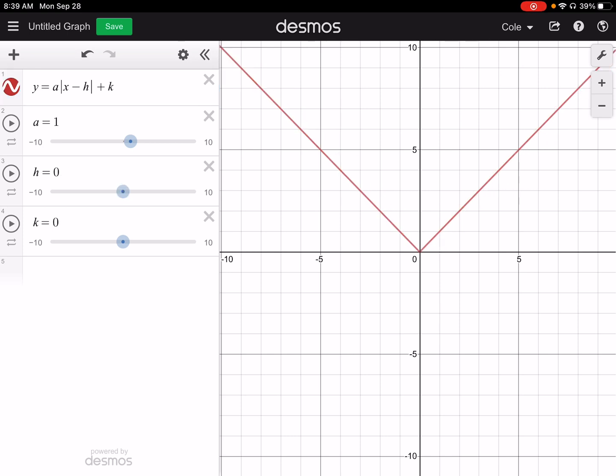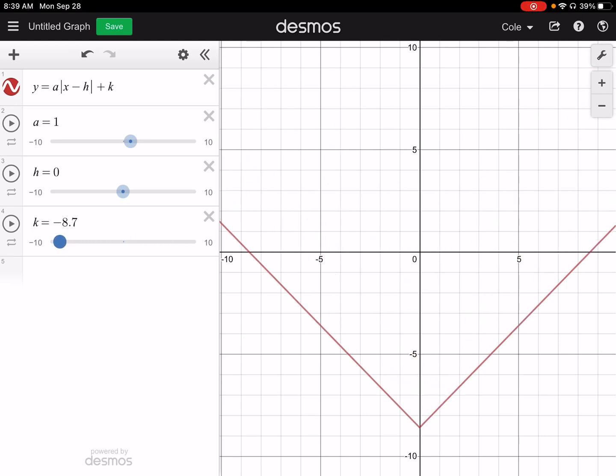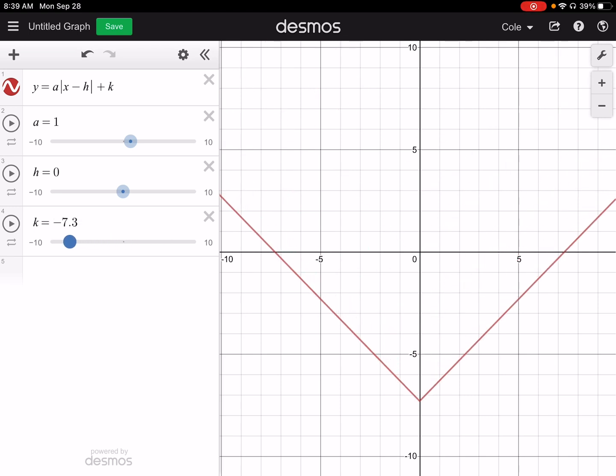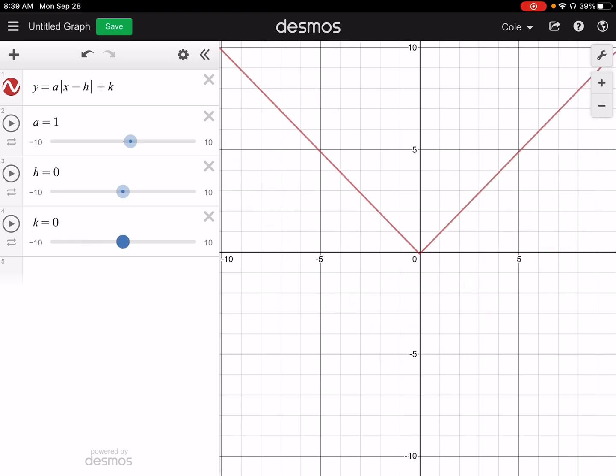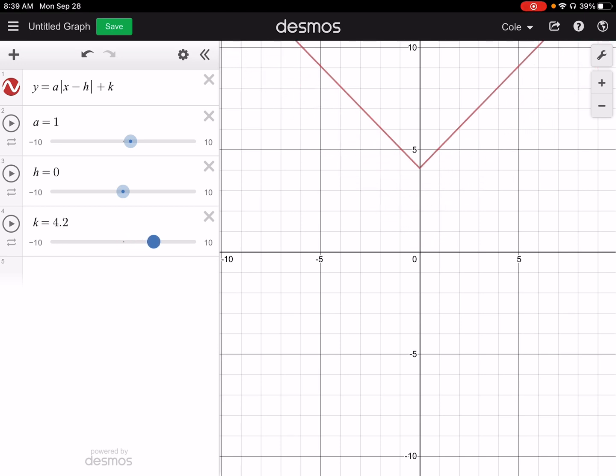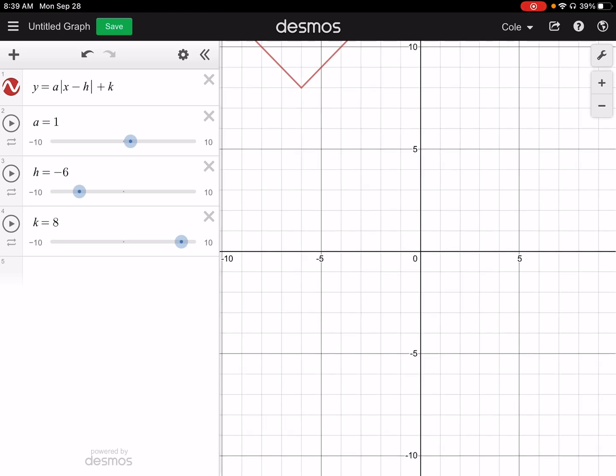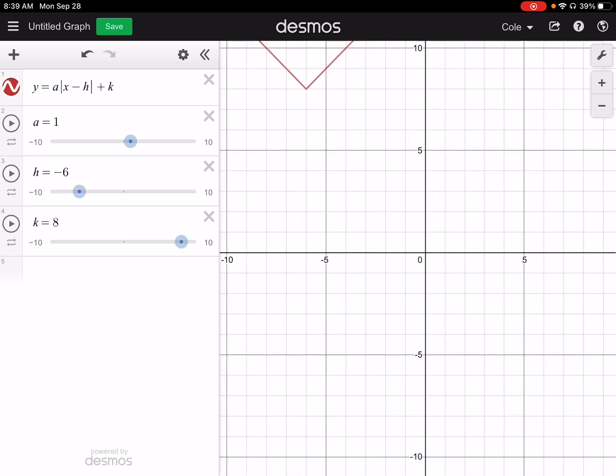Now let's mess with k. K is a translation up or down. If k is positive, it's a translation up. If k is negative, it's a translation down. If k is 0, there is no vertical translation. Okay, now let's just say k is 8, h is negative 6. What's the vertex? The vertex is negative 6, 8, right there.